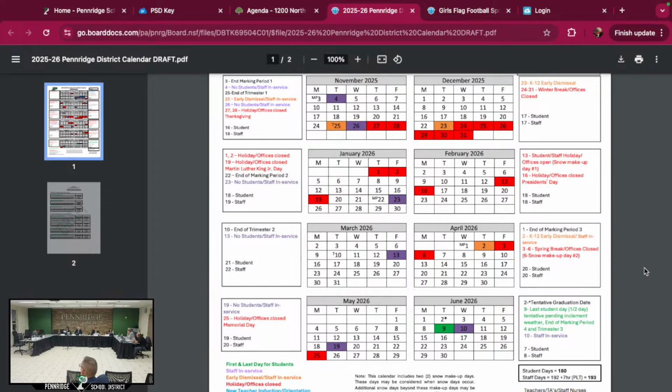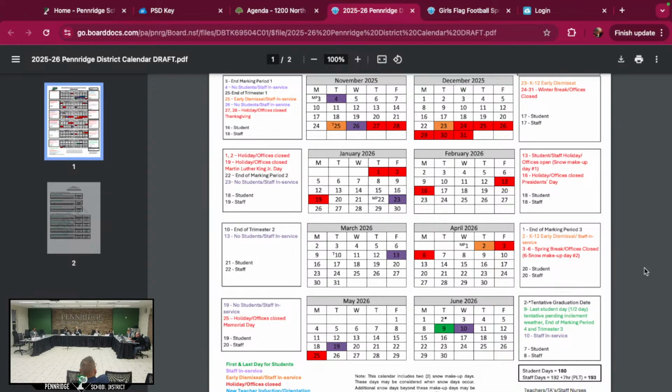The spring break would fall at the beginning of April. So we'd still have that Friday and the Monday around the Easter holiday. And the final day of school for students in June would be on the 9th. That gives us 181 student days, which would be the same as this year. And that would give us 11 in-service days for our faculty.